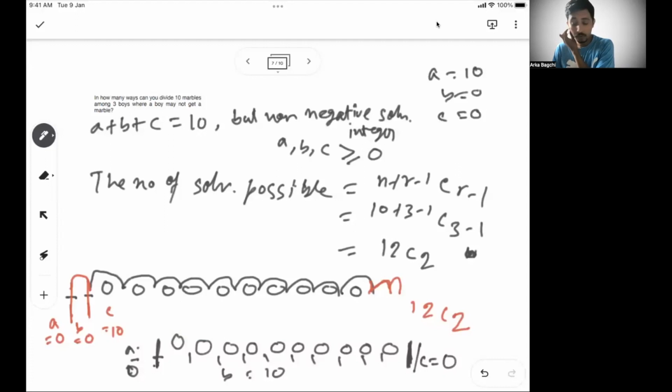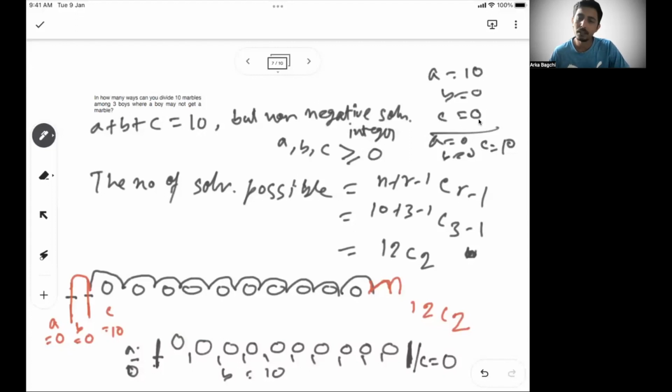I can also put both bars at the beginning. In that case, A gets 0, B gets 0, and C gets 10. And 1 at the beginning and 1 at the end means A is 0, C is 0, B is 10. So there are such 3 more extra places. So 9 plus 3, 12 places to place the bars, and I have to choose 2 gaps to fill.